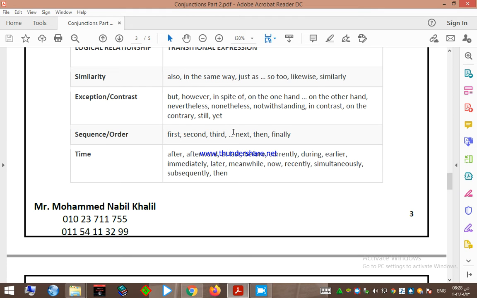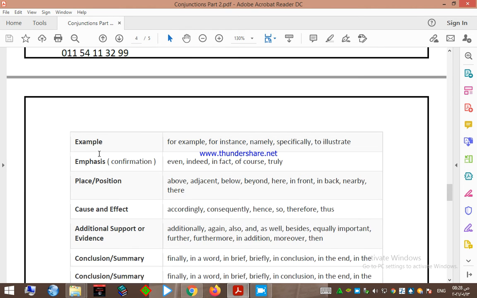We can use some transitional expressions, some transitional words or conjunctive adverbs to show sequence or order, like first, second, third, next, then, finally. We can use them to show time, especially when I write a text. Should be written in chronological order, like after, afterward, at last, before, currently, during, earlier, immediately, later, meanwhile, now, recently, subsequently, then.